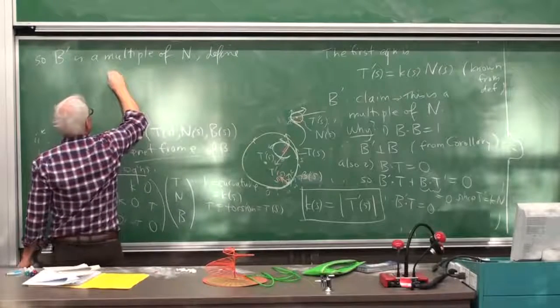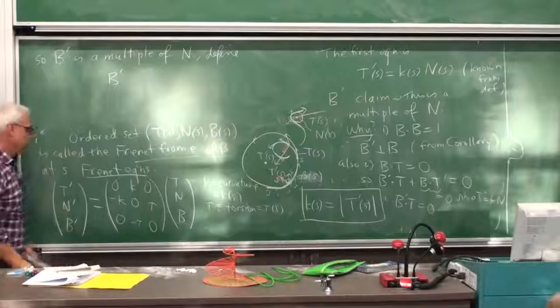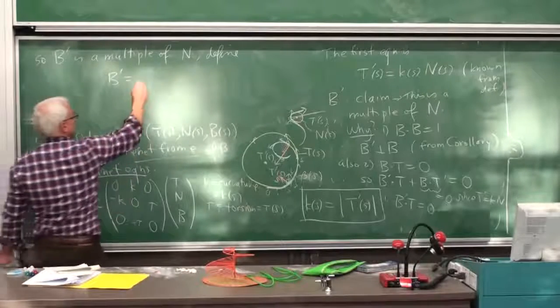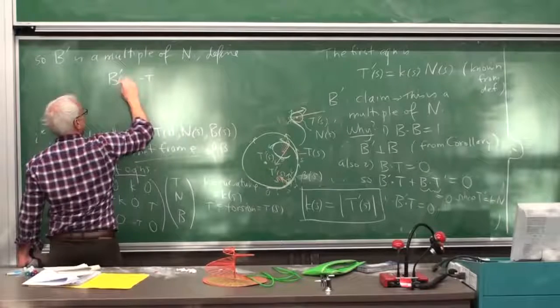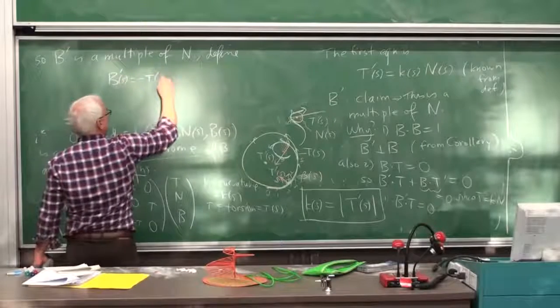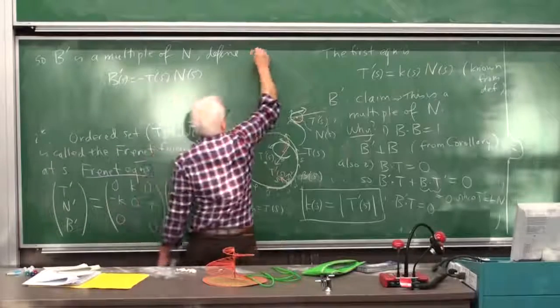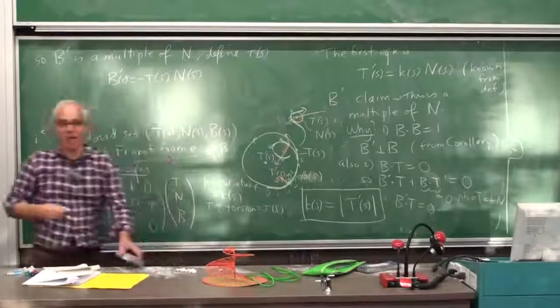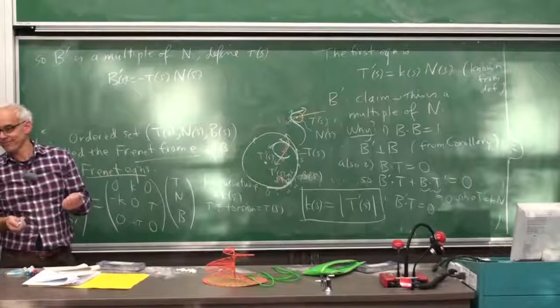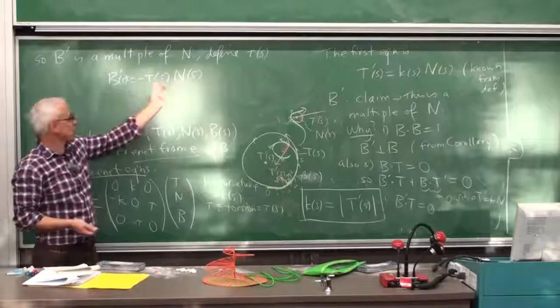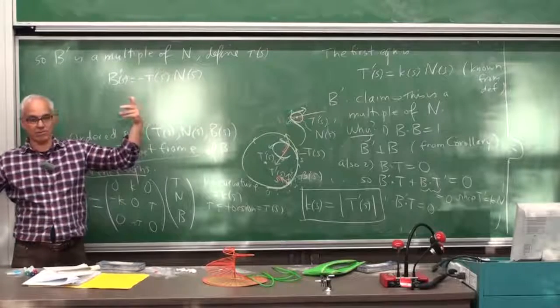So what we do is we define b prime to equal, well, we're going to just make sure this equation is true, minus tau, maybe I'll write S. So B prime of S equals minus tau of S times N of S. So we define tau of S to be that multiple. We know B prime is a multiple of N of S. Let's call the multiple tau.